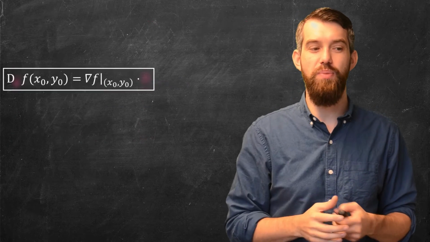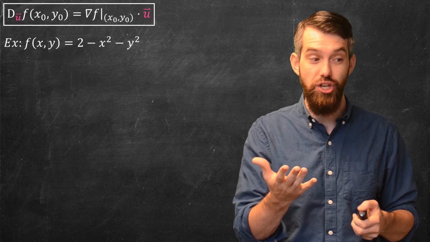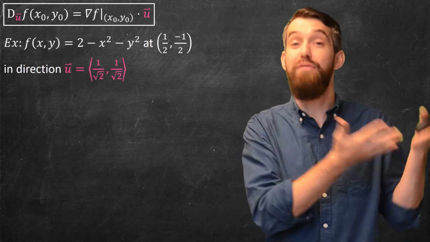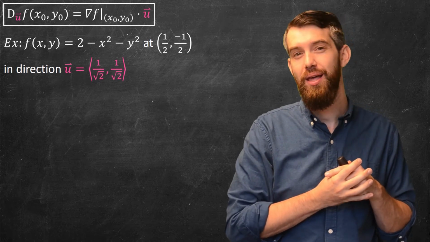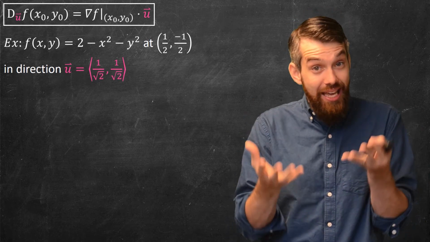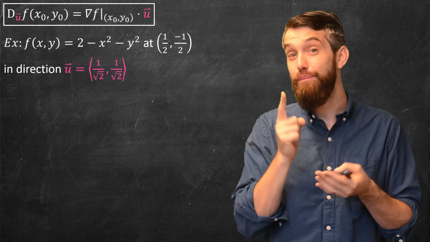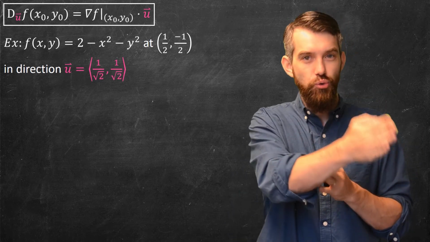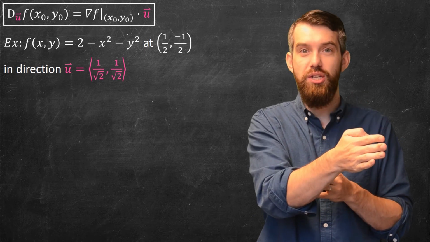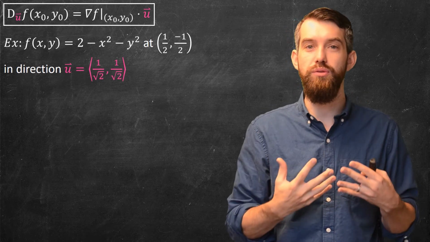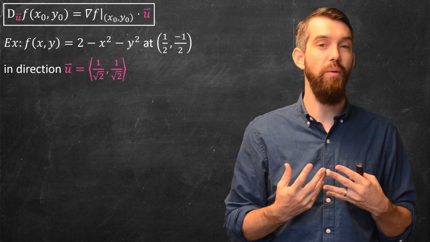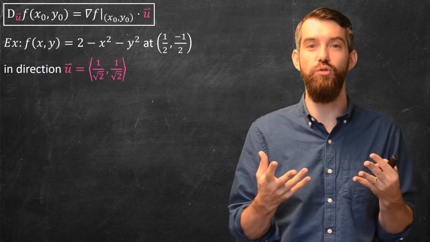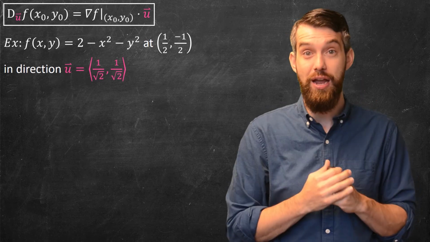So in this example, we're going to talk about a function. It's 2 minus x squared minus y squared, which, by the way, is the graph of the function that I was showing you earlier in the video. I'm going to investigate this at the particular point 1/2, minus 1/2. That's my x naught, y naught. And then I'm going to go in the direction. My u direction is going to be the direction 1 over root 2, 1 over root 2. By the way, this vector has length 1. The division by the root 2 normalizes it to have length 1, so it is indeed a direction vector.